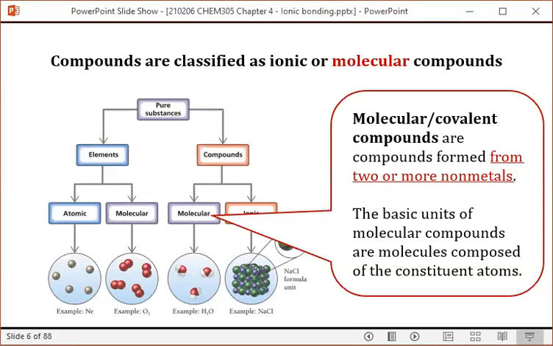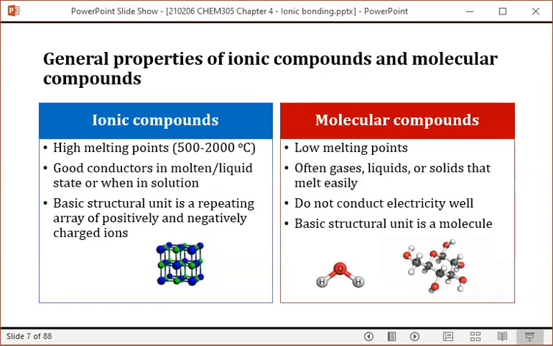The other type of compound is a molecular or covalent compound. And again, these will be the focus of Chapter 5. And these compounds, molecular or covalent compounds, are formed from two or more nonmetals coming together and being attracted due to them sharing electrons. And the basic units of molecular compounds are called molecules. So some general properties of ionic compounds and molecular or covalent compounds.